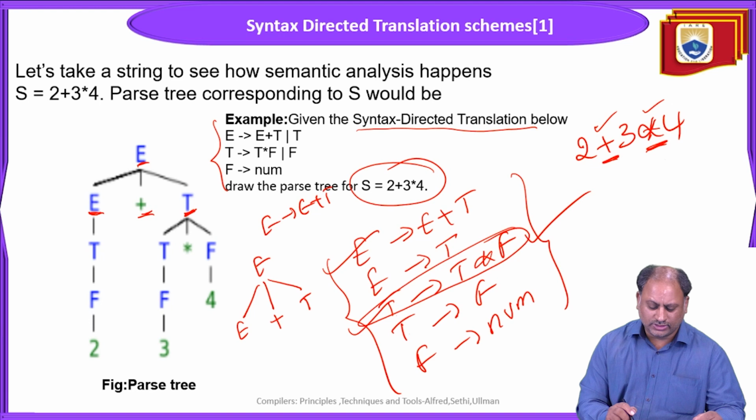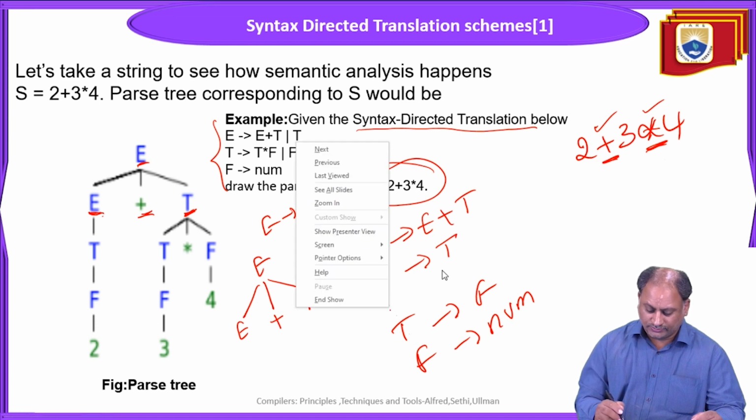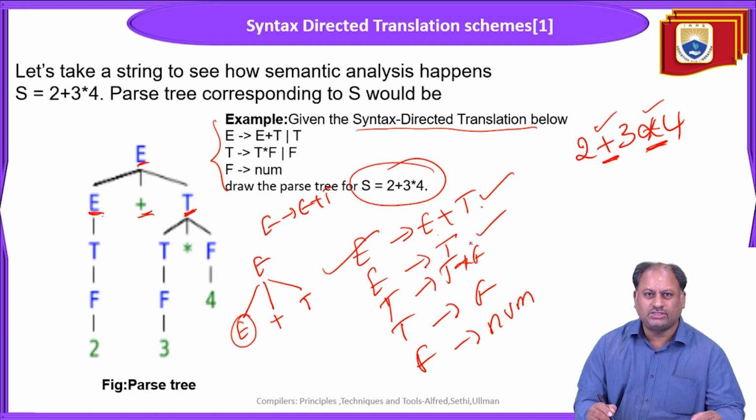After completion of this first step, the second step is what E derives next. Are there any other options available? E derives E plus T. Next, T derives T star F, and T derives F. Now out of this, we consider E, which contains the attribute association. There are two possible cases: one is E derives E plus T, the second one is E derives T.